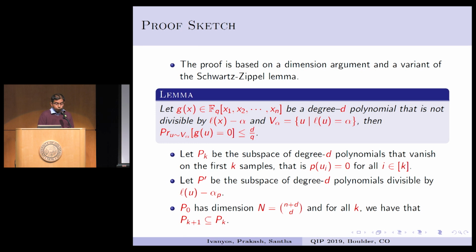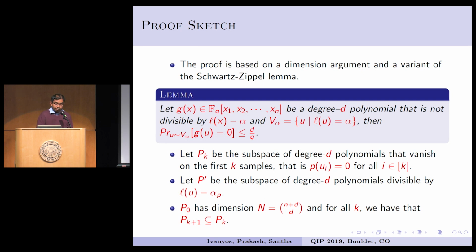Then if U is sampled uniformly from V alpha, that is, uniformly from all the points where L(u) is equal to alpha, then the probability that G(u) equals 0 is less than d by q. So this is a variant of the Schwarz-Zippel lemma. The Schwarz-Zippel lemma in the normal case would sample points uniformly from the field and would get a bound d over q if the polynomial is non-zero.